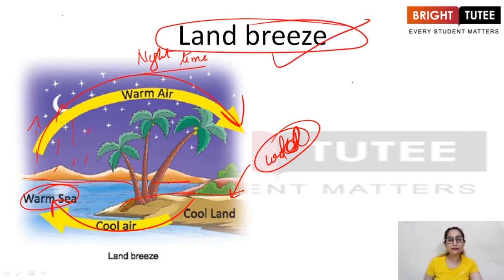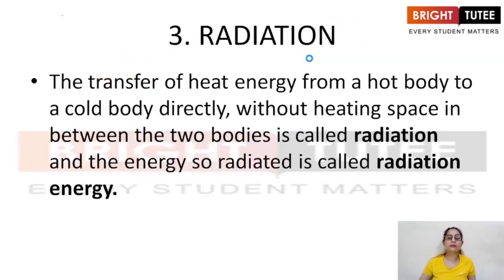So we call it land breeze, and it is during the night time. What is happening basically? During the night time, the land cools down fast while the sea is still hot. So the hot air above the sea rises upwards. To replace that air, the cool air from the land moves towards the sea, and this flow of air is known as land breeze. Alright, so these were sea breeze and land breeze.